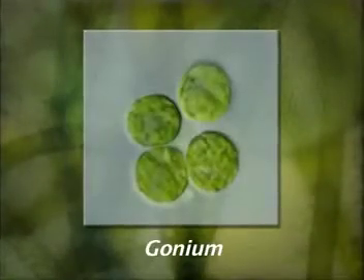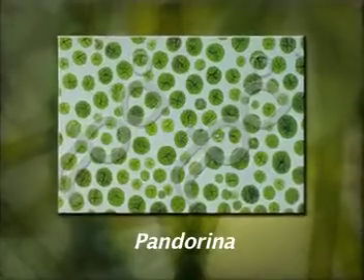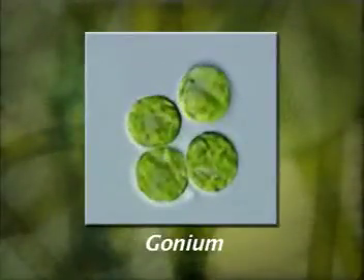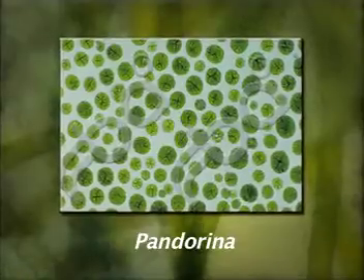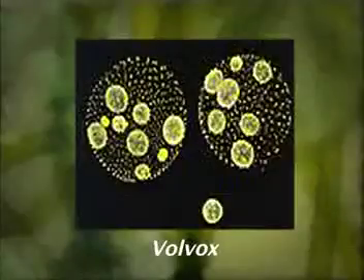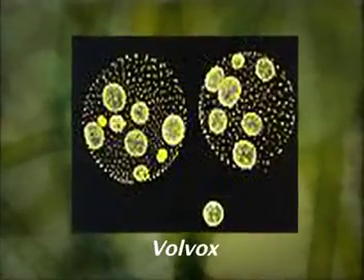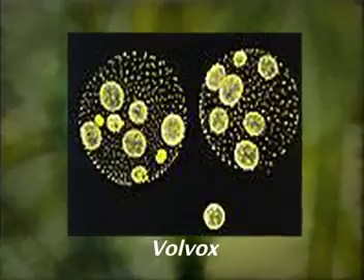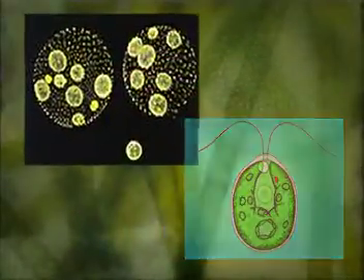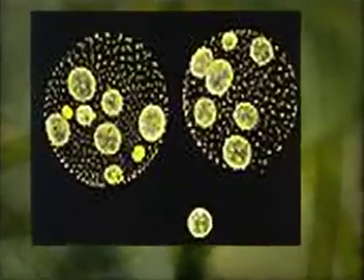Gonium colony contains only a few cells, and the only sign of being organized is that all the flagella beat in a coordinated fashion. Pandorina is of about the same size as Gonium but is more advanced because some differentiation of cells between the anterior and posterior end has taken place. In Volvox, the coenobium is spherical and consists of about 50,000 Chlamydomonas-type biflagellate cells. It is visible to the naked eye.